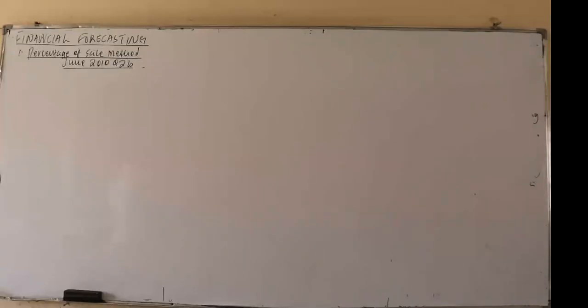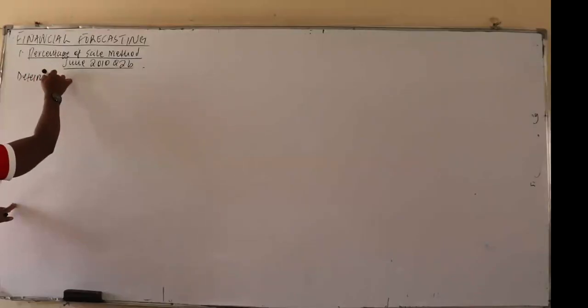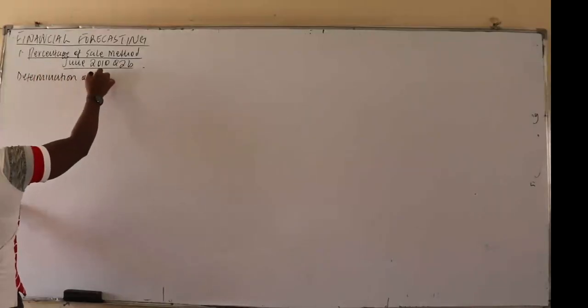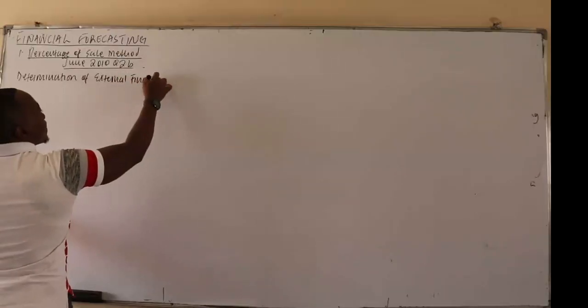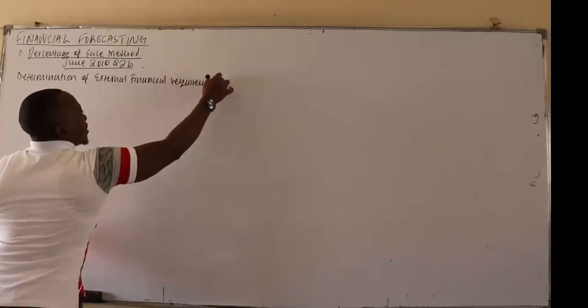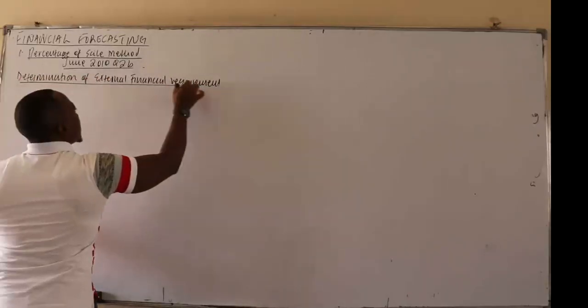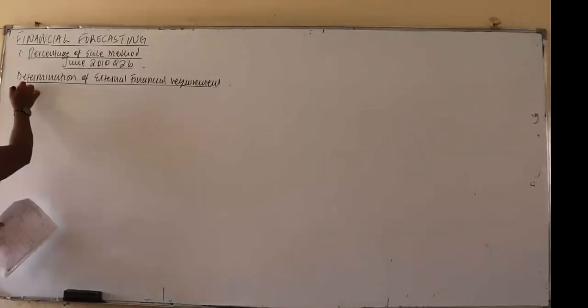So how do we determine the amount of external financial requirement? Determination of external financial requirement. You see that step number one, we identify the balance sheet items which vary as sales vary, and those will include the non-current assets, of which in this case we have the fixed asset.